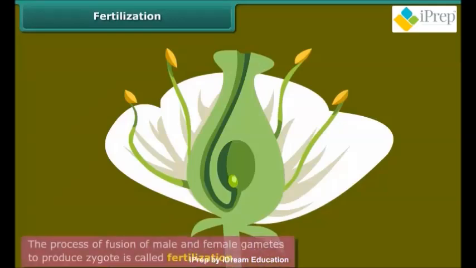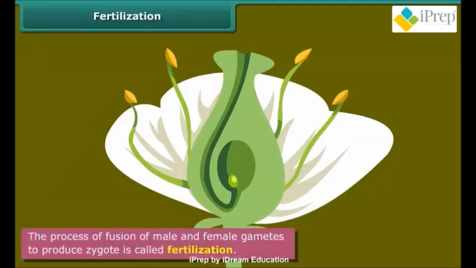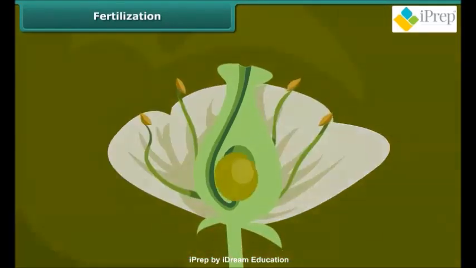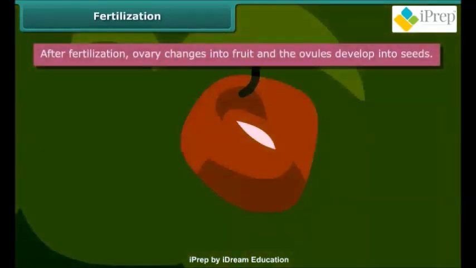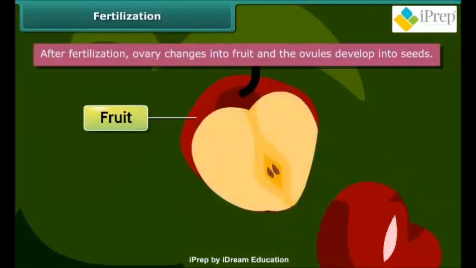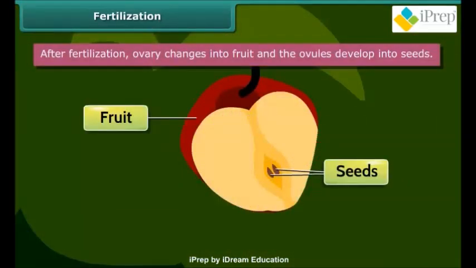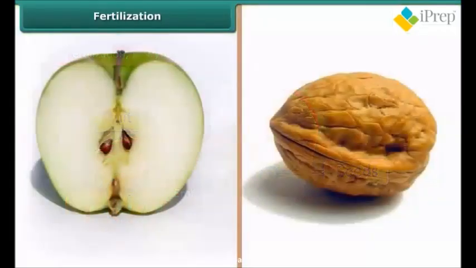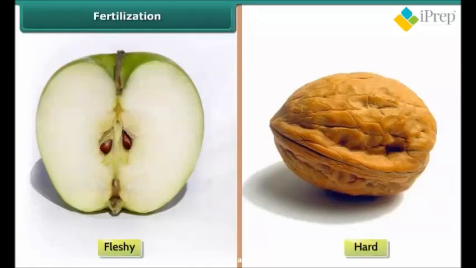Fertilization. When male and female gametes are fused together, a new cell is produced which is called a zygote. This process is called fertilization. After fertilization, the ovary changes into fruit and the ovules develop into seeds. The seed contains an embryo enclosed in a protective seed coat. Fruit may be either fleshy or hard.